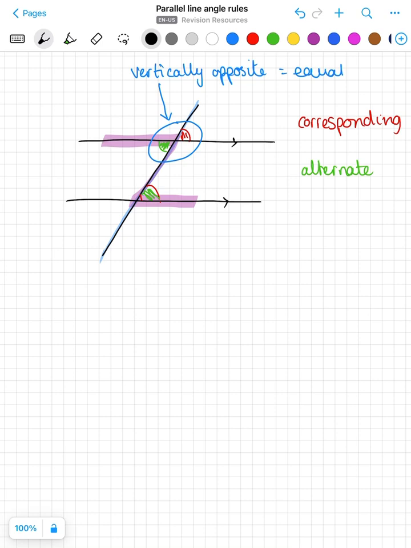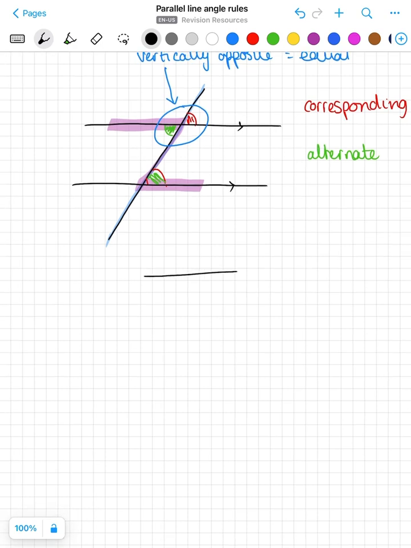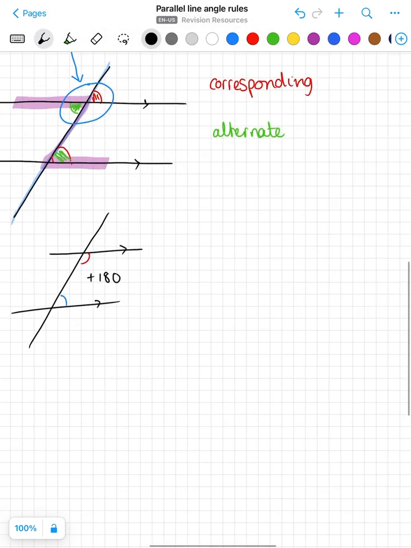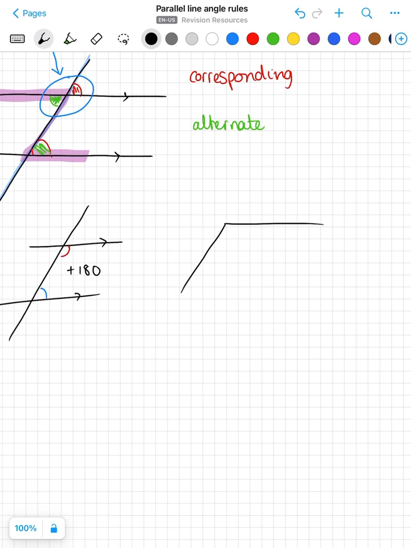And then we're going to look at our co-interior angle. Now with co-interior angles, this will also help with parallelograms. Co-interior are those angles that are on the inside of your parallel lines. Now these angles actually add to 180. Let's look at this in context of a parallelogram. And if we were looking at this angle here is 100 degrees, that would mean our angle here is 80 degrees.